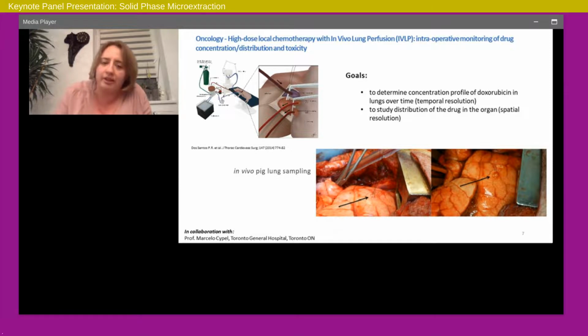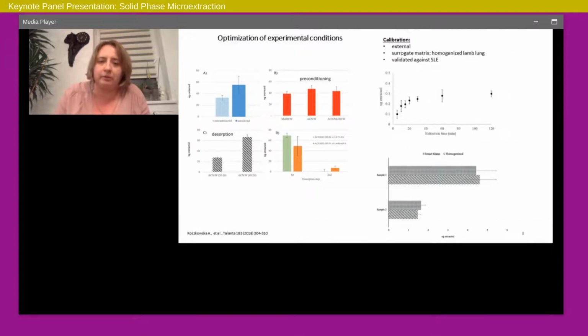Of course, again, this is the targeted method. It requires optimization. So we were looking into the effect of autoclaving. So basically autoclaving even improved the effectiveness of the extraction. We were also testing different preconditioning solvents. And what is very important, we, of course, here need to do calibration.